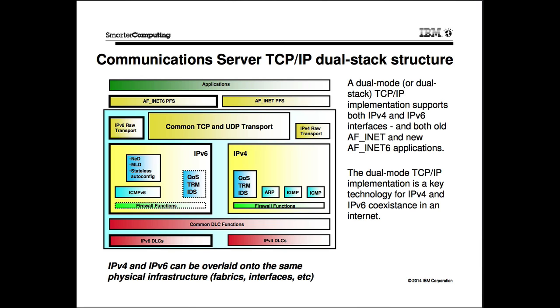The difference is really at the application layer. If the application is an IPv6 application, it can only talk to IPv6 applications over that same infrastructure. IPv4 applications can talk to other IPv4 applications. We have a common TCP and UDP transport for IPv6 and common DLC functions, and then they separate into separate DLCs, IPv6 DLC, IPv4 DLC, but they're running over the same hardware. So it's one physical network with both IPv4 and IPv6 overlaid on it, which allows the two technologies to coexist in the internet.